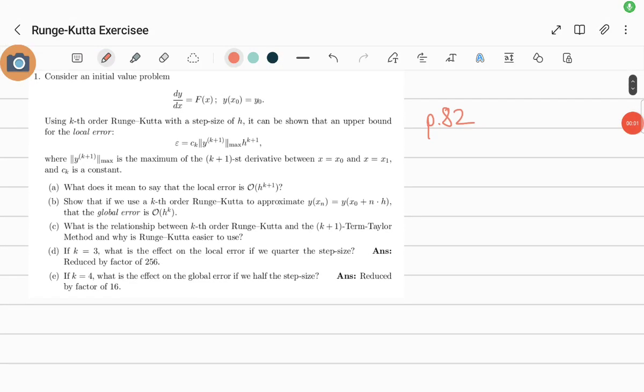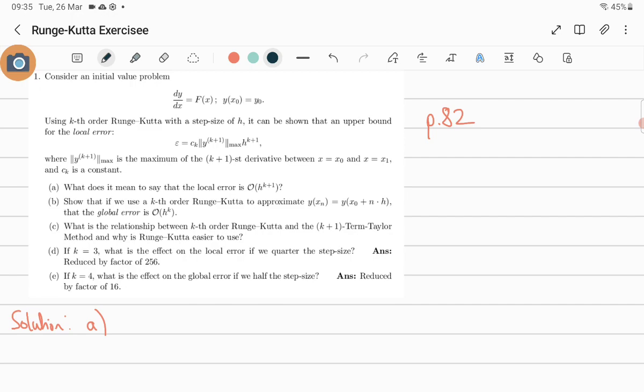Runge-Kutta questions, page 82. Any Runge-Kutta questions will be theory questions rather than calculations. Okay, let's go. What does it mean to say that the local error is order h to the power of k plus 1?